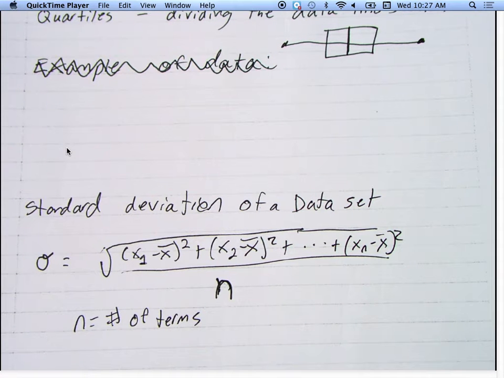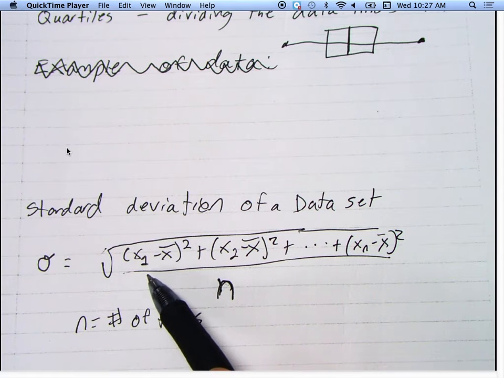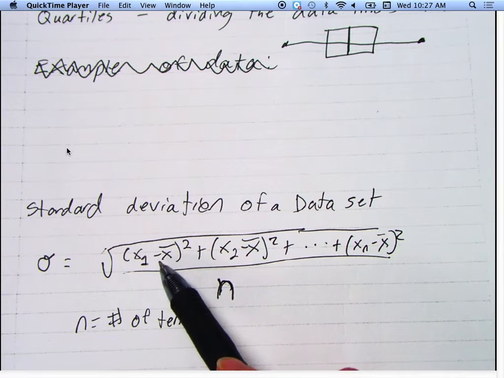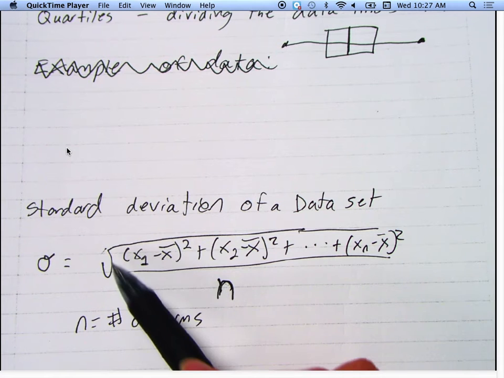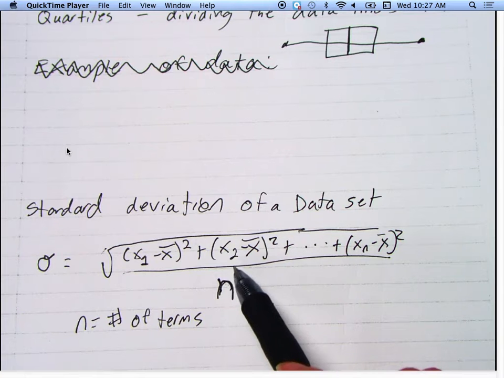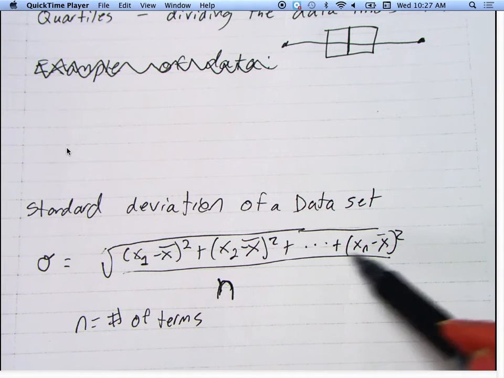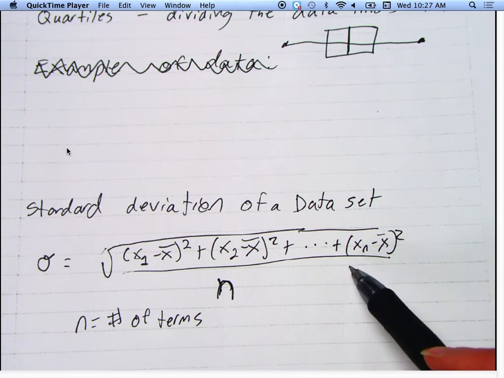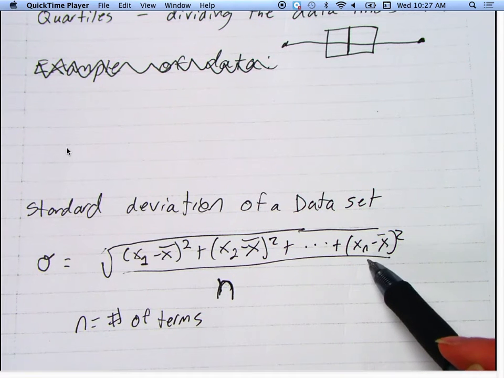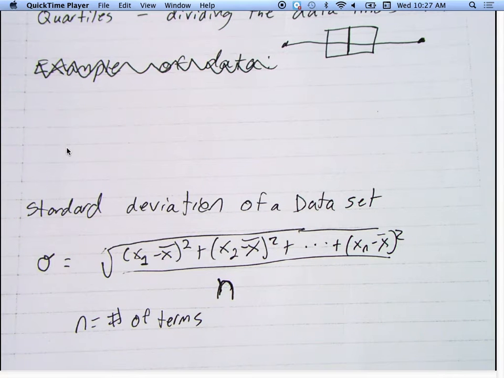It's X subscript 1 minus the mean squared plus X subscript 2 minus the mean squared plus dot dot dot, because it would be every term, plus X subscript N minus the mean squared. All over N. Square root.